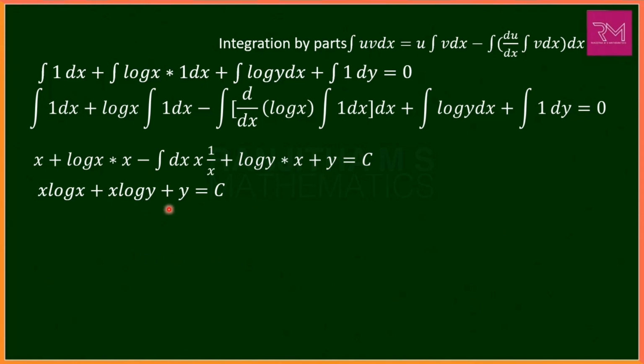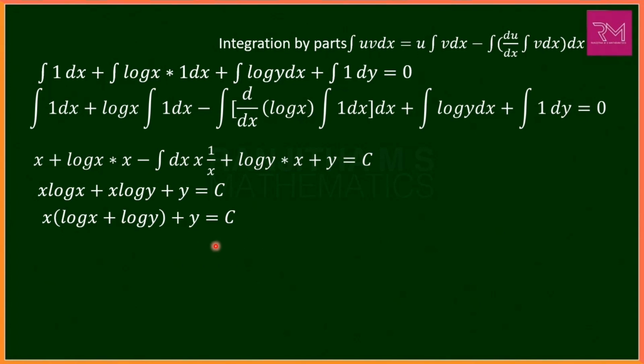The remaining is this. Understand, here x and x get cancelled, the remaining is minus integral of 1 dx. Integral of 1 dx is nothing but x, hence we have plus x, and minus x gets cancelled. The remaining is x into log x plus x into log y plus y which is equal to c. Hence considering x as common over here, the remaining is x into (log x plus log y) plus y which is equal to c. This is the solution for the given differential equation.